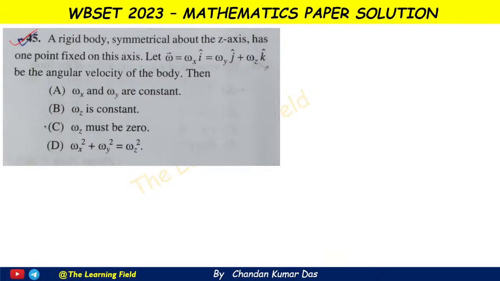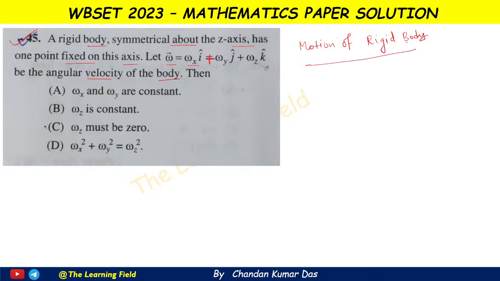Question number 45 says that a rigid body, symmetrical about the z axis, has one point fixed on this axis. Let w be equal to wx i cap, and this must be plus, there is some printing mistake, plus wy j cap and wz k cap, the angular velocity of the body. Which of the following is true? This question is made from the motion of rigid body.